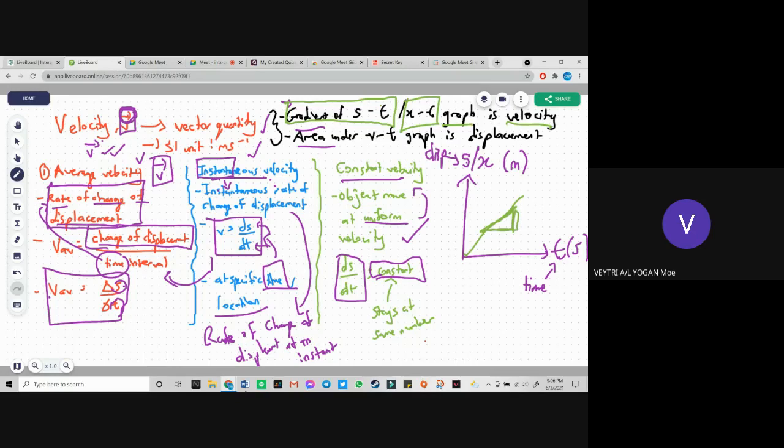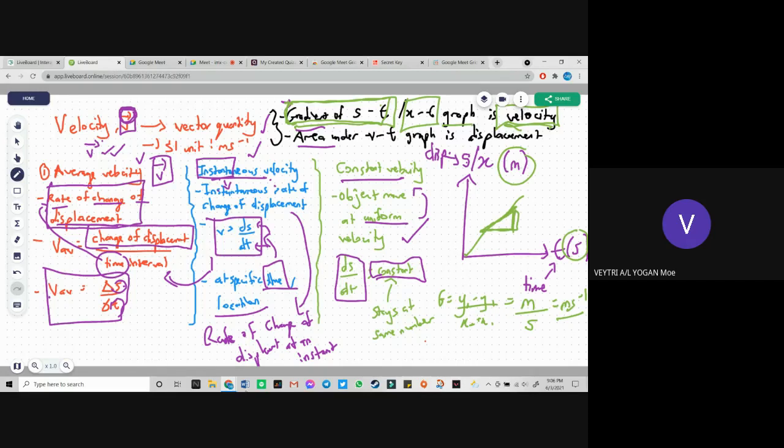Okay. Gradient juga formula dia y2 minus y1 over x2 minus x1. Okay. Now, tak payah kisah value. Tengok unit dia. Y-axis dia unit apa? Meter. X-axis unit apa? Second. MS negative 1. Jadi, betul tak dekat sini gradient of displacement time graph is velocity. Unit velocity meter per second kan? That is how you want to find.